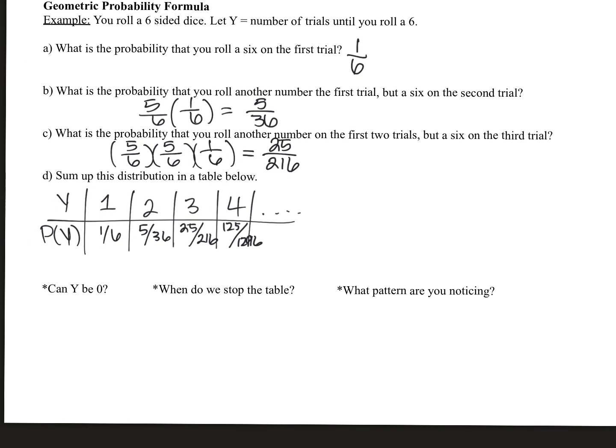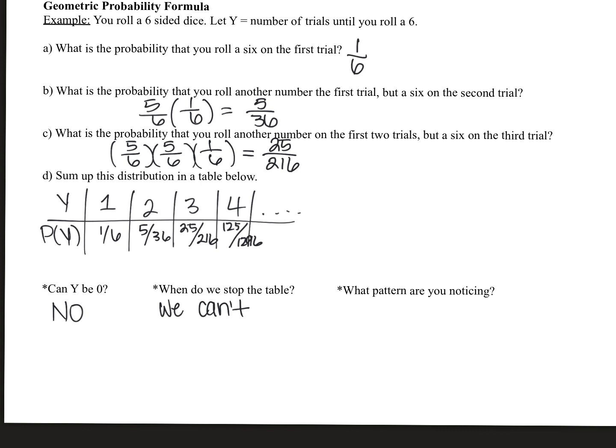So, couple things. Can y be 0? No. Because we're looking at the probability of success, you need at least 1 trial. The smallest y can be is 1. When do we stop the table? We can't. Technically, you could go on forever without a success. So unlike probability distributions we were doing before, where there is an end, for the geometric, there isn't.